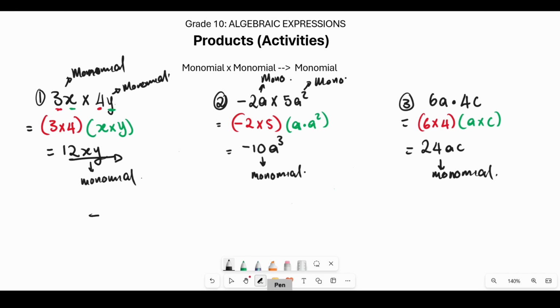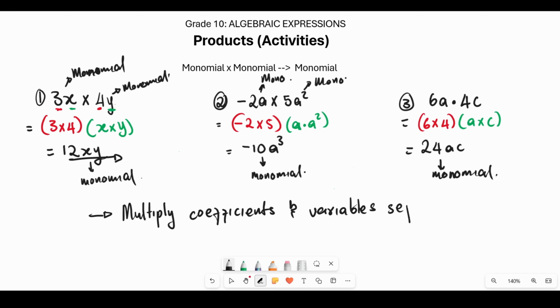So let's just recap. First things first, multiply coefficients and variables separately. This is very important. Separately, as I did here, the red color stands for the coefficient. The green color stands for the variables, just to highlight the importance of dealing with this. So this is the example of monomials.